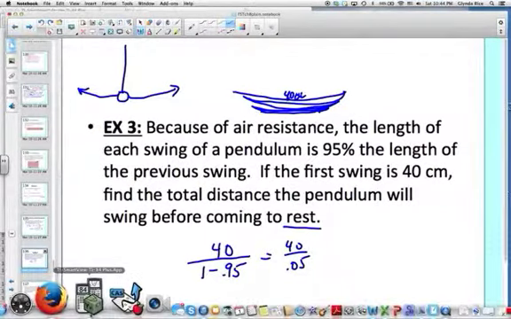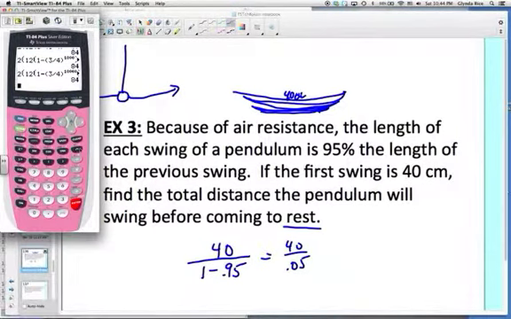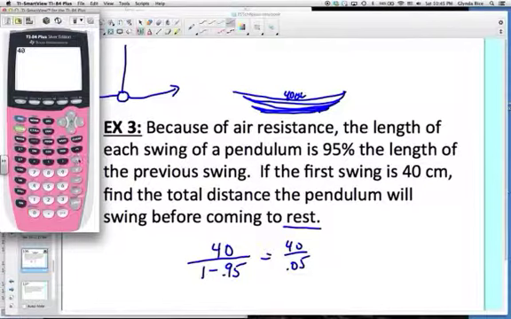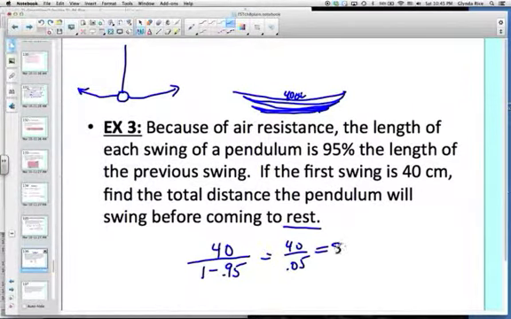Let's pull up the calculator. 40 divided by 0.05. 800. 800 centimeters. Always label when you can.